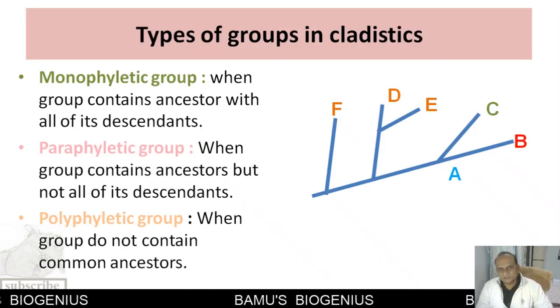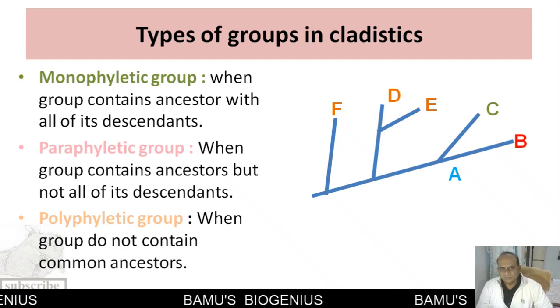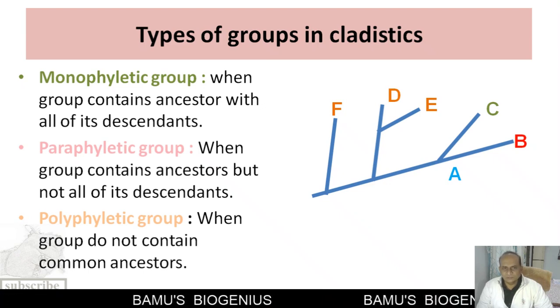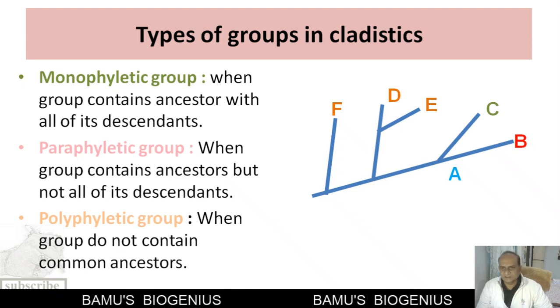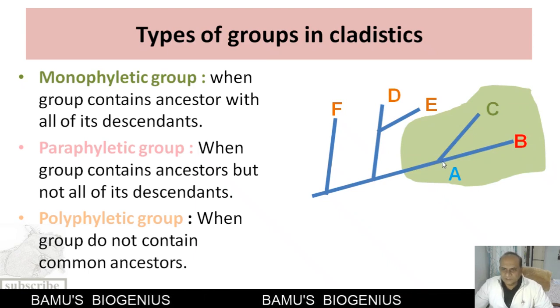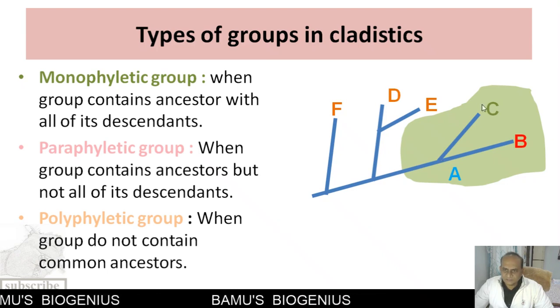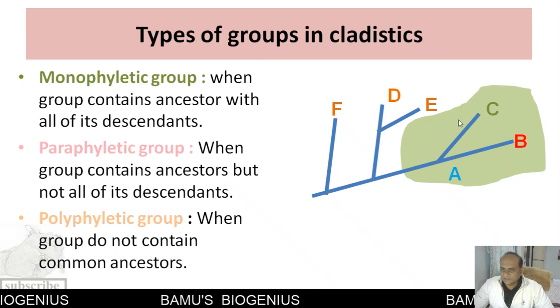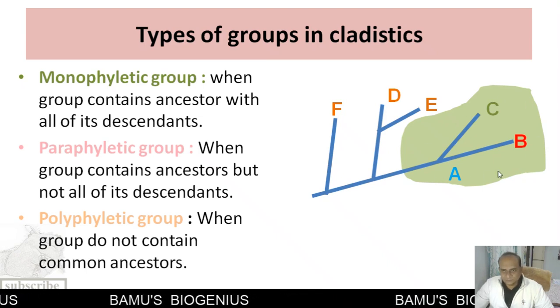Now we will discuss types of groups in cladistics. First one is the monophyletic group. A monophyletic group is a group which contains the most recent common ancestor with all of its descendants. You can see here the most recent common ancestors B and C, and their common ancestor A. All these are packed in one group. Such a group is called a monophyletic group.